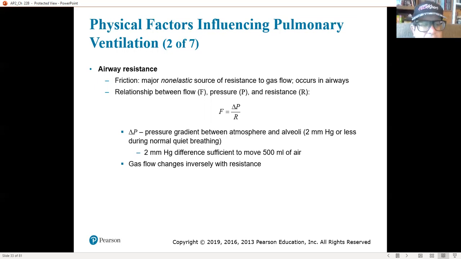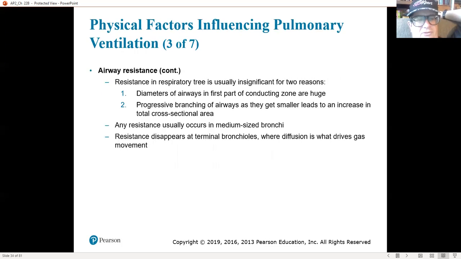It's real low in quiet breathing, tidal breathing. Well, I want you to know the term tidal breathing. The 2 millimeters of mercury difference is enough to move half a liter of air. Gas flow changes inversely with resistance. So if you have more resistance, you have less gas exchange.